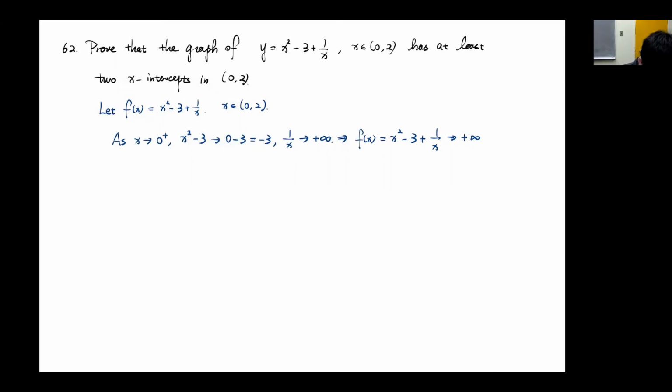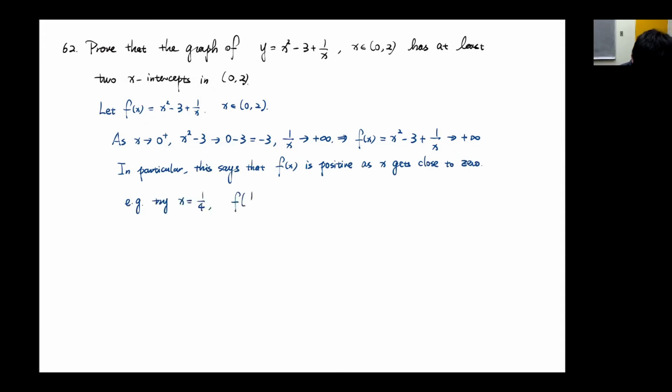So in particular, this tells me that f of x is positive as x gets close to 0. For example, we can try x equals 1/4, then we see that f of 1/4.